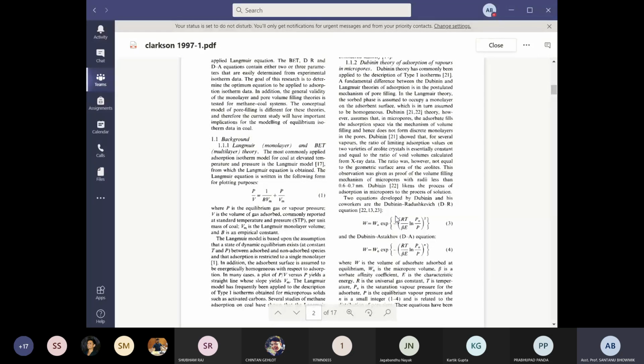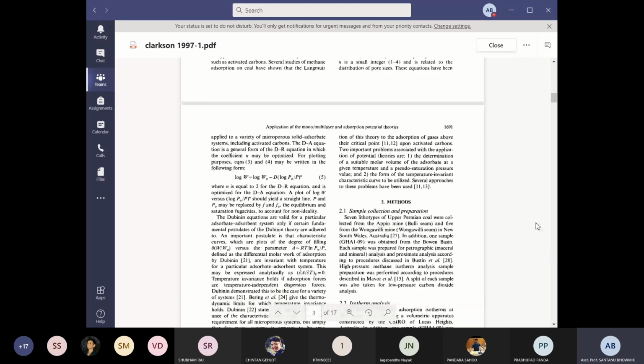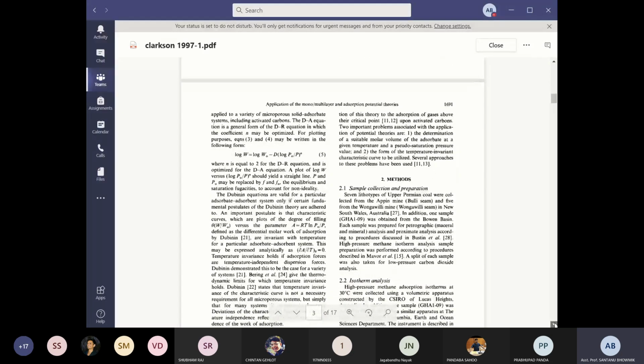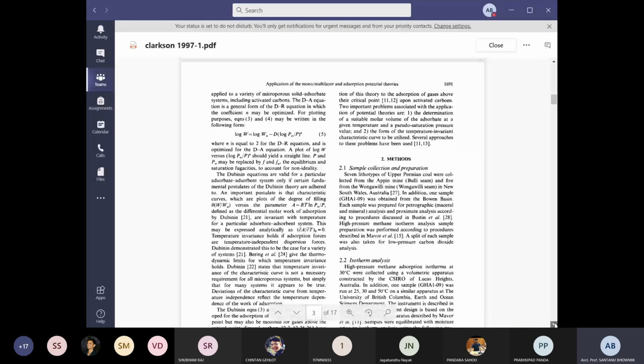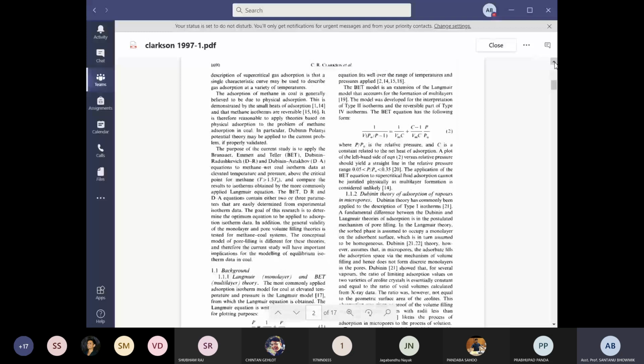If you see the background note, you will see that the Dubinin-Radushkevich equation and the Dubinin-Astakhov equation are both present there, and they are based on Polanyi's adsorption potential theory and the volume of pore filling. So I'm not going to discuss this theory again. And then next is the BET equation. What is the BET equation? The BET equation is the Brunauer, Emmett and Teller equation. You will be able to see it here.